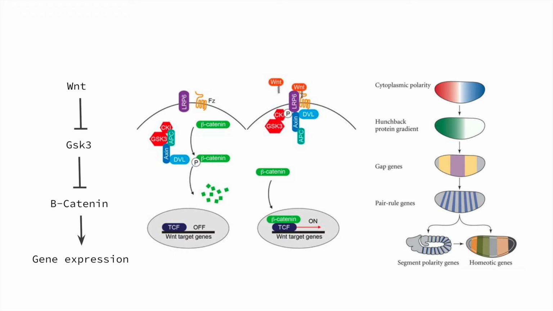A combination of this signaling pathway and the signaling of various other morphogens along the anterior-posterior axis lead to the differential expression of transcription factors and proteins along the axis, and therefore different cell fates along the anterior-posterior axis.